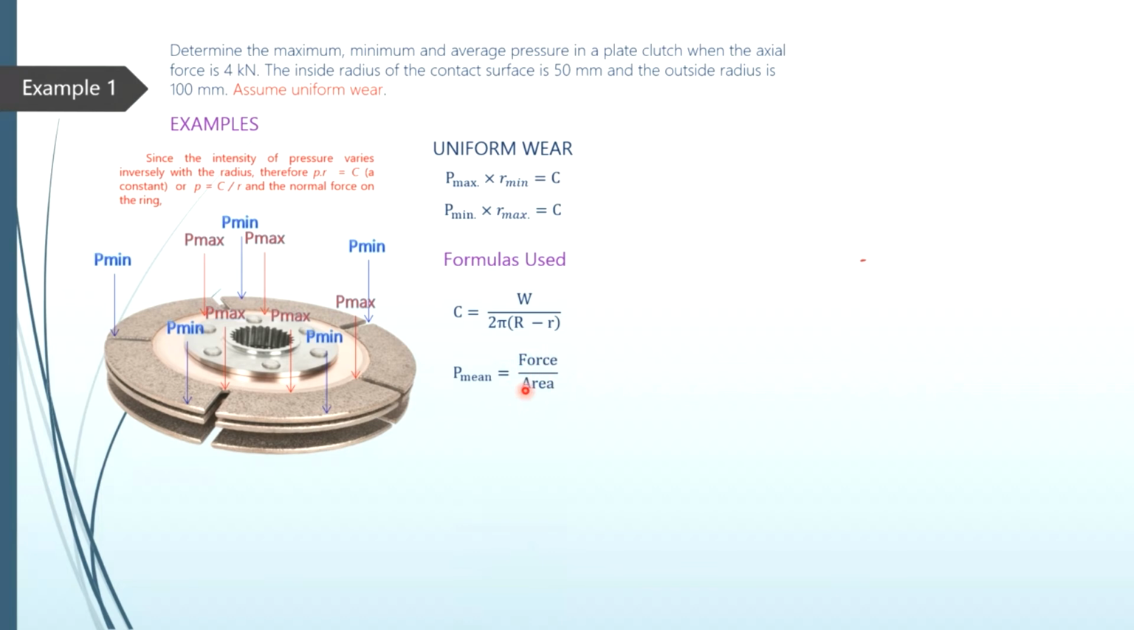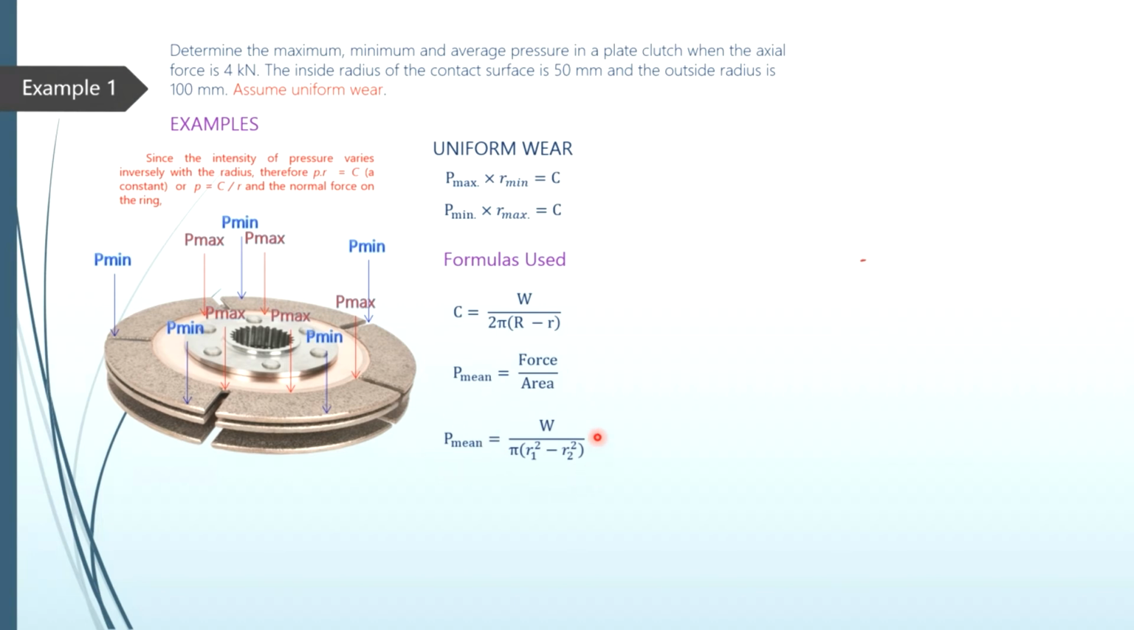For average pressure, you just take force over area, where the force is 4 kilonewton, that is the spring force. The area would be the surface area of the friction lining material, which is given by pi times R square minus r square. That is the surface area of the friction lining material, used for the average or mean pressure.